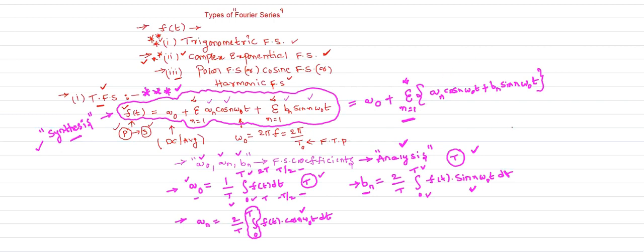So next, when it comes to the third representation, the third one is only a modification of the trigonometric Fourier series expansion. In this we represent the entire f of t in terms of the cosine function only. Here in trigonometric Fourier series representation, we represent f of t in terms of cosine and sine waves. But if you exclusively represent your f of t in terms of the cosine function, that representation is called cosine Fourier series expansion.